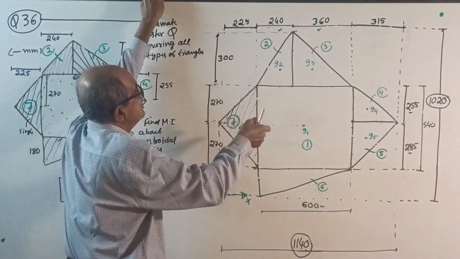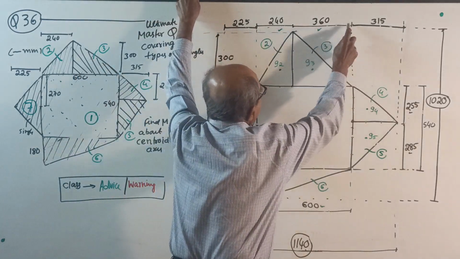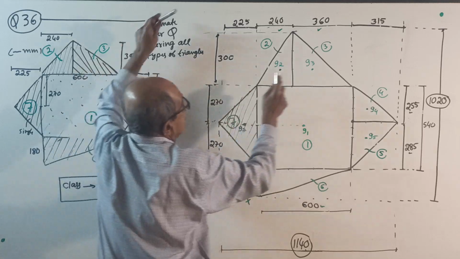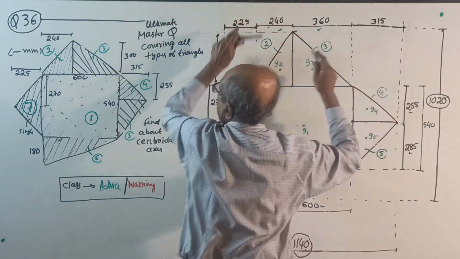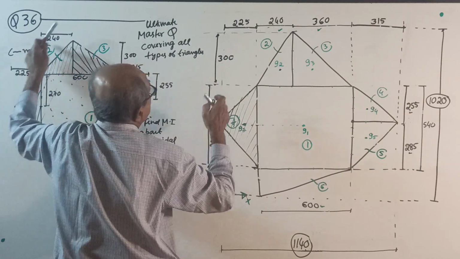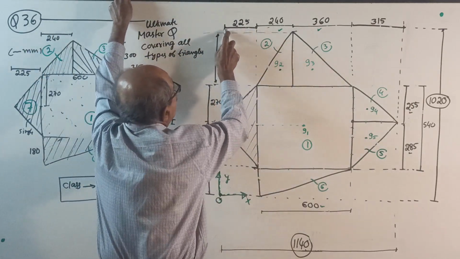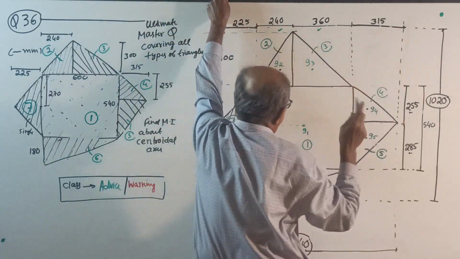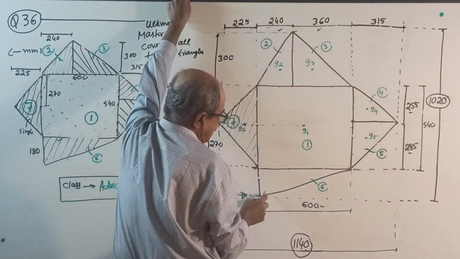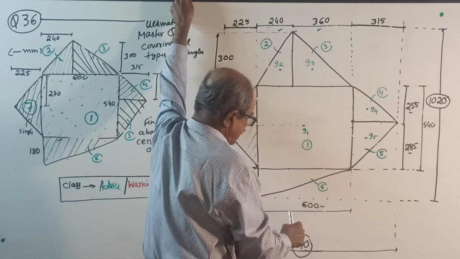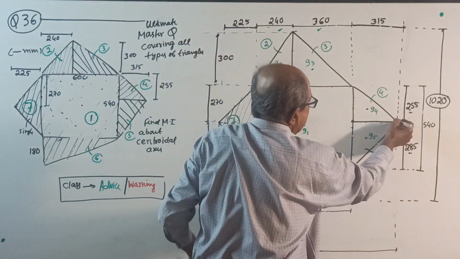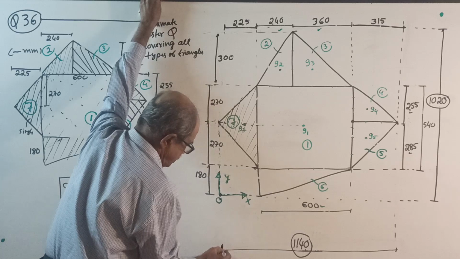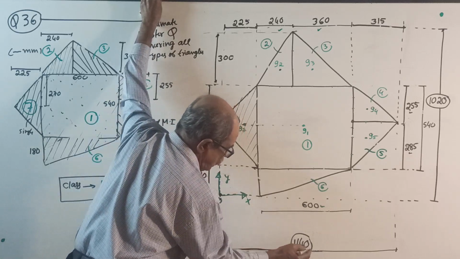Okay, now start. Dimensions: 240, 360 explained, 600 explained. Then 315 given, from here to here. From here to here is 225 given. So 225 plus 240 plus 360 plus 315, or 225 plus 600 plus 315, will come total from this extreme end to this extreme end. The full outright is 1140.